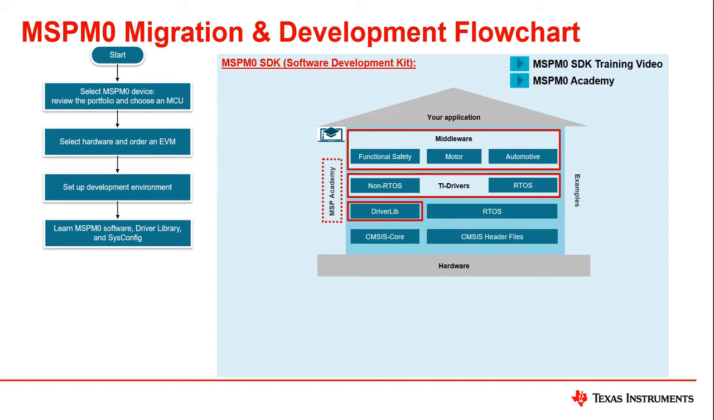The MSPM0 SDK includes MSP Academies, which are interactive training modules to help new users quickly learn about and get started with peripherals from the MSPM0 MCU. MSP Academies include useful content such as peripheral descriptions, how-to guides, and software example explanations that are available in both English and Chinese.